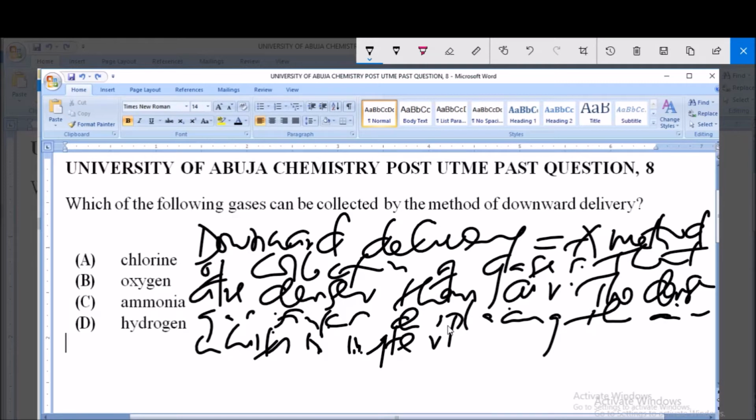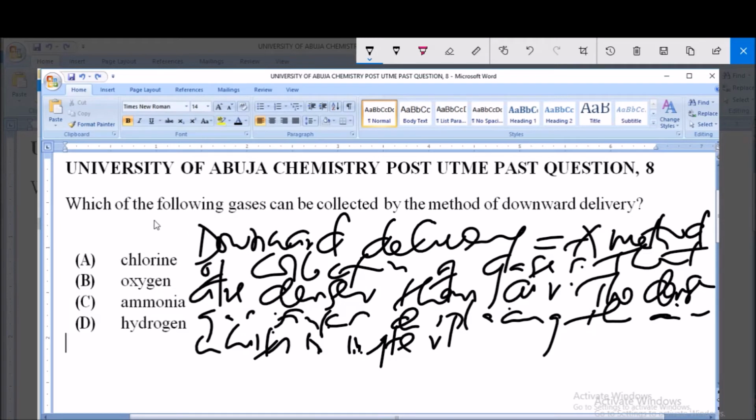Now, the concept of this particular question is to analyze the options and note the gases that are actually denser than air. Any gas that is denser than air will actually be displaced by downward delivery, but the ones that are lighter than air will not be suitable for this particular method.